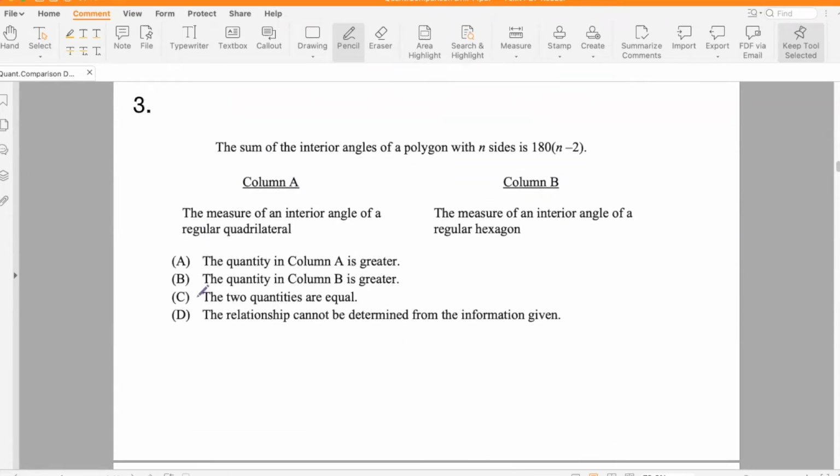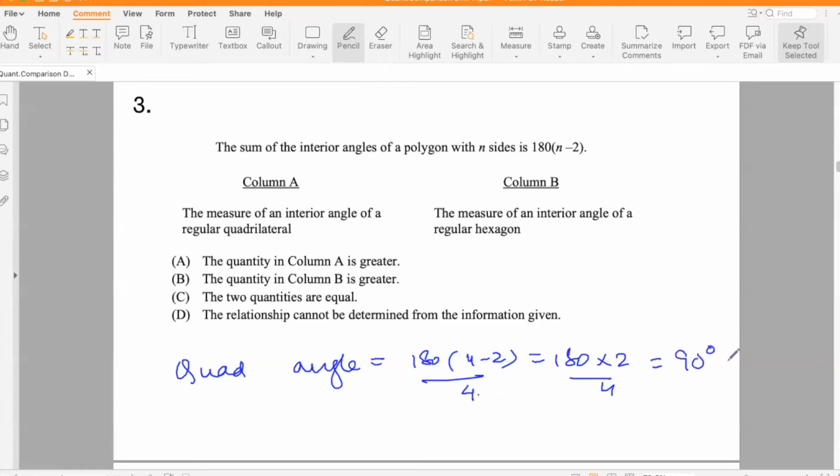The sum of the interior angles of a polygon with n sides is 180 times (n minus 2). Column A, the measure of an interior angle of a regular quadrilateral, and column B, the measure of an interior angle of a regular hexagon. So in the case of a quadrilateral, the measure of the angle would be 180 times (4 minus 2) divided by 4, right? Because the sum of the four angles is 180 into (4 minus 2). So each angle would be that divided by 4. So 180 into 2 by 4. So that's 90 degrees, right?